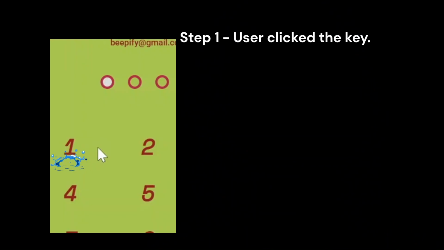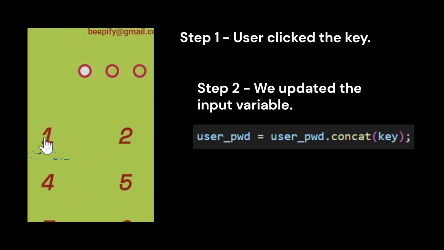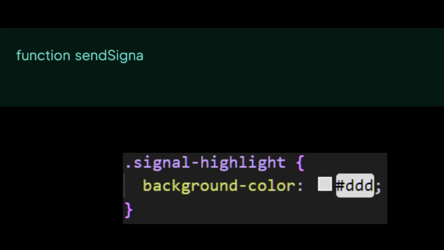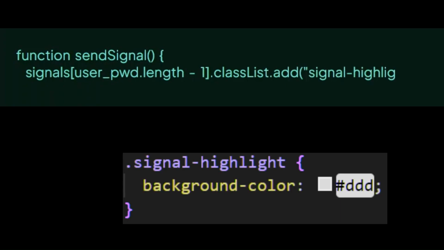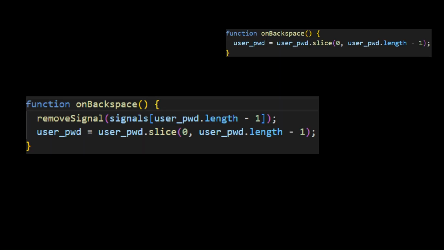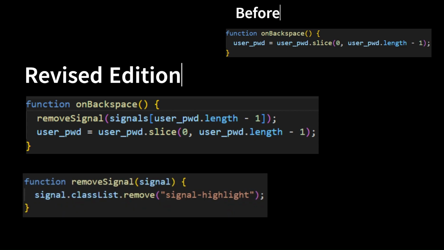So let's think this again. The user clicked the key. We updated the input variable. Is that it? No, because we also need to highlight one of these signals to indicate to the user that you have clicked the key. So I'll just add a highlight class to the respective signal, which is an HTML span element. It just changes the background color to white. This also means that in the on backspace method, we would have to remove the highlight from that signal.